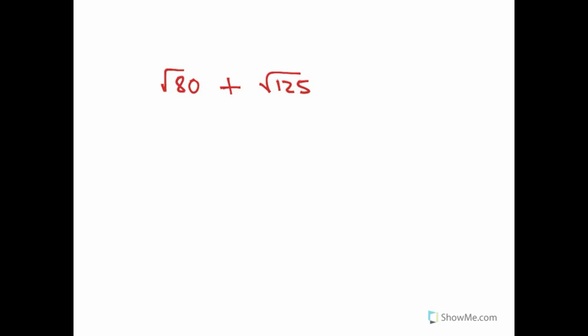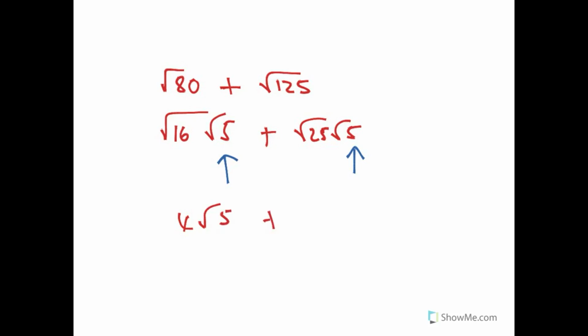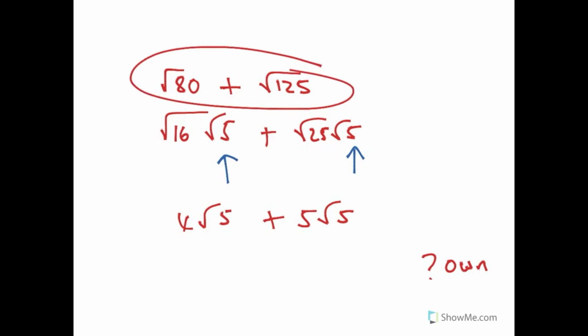I know that root 80 is root 16, root 5, and root 125 is root 25, root 5. And the reason they will simplify is because these surds at this side match. So you end up with a final answer of 4 root 5 plus 5 root 5. Now the question is, can you think of your own? Now you'll know if you've got this right because you'll start off with a pair of surds that have got different numbers. But you should be able to simplify them like I've done. I've ended up with 9 root 5.